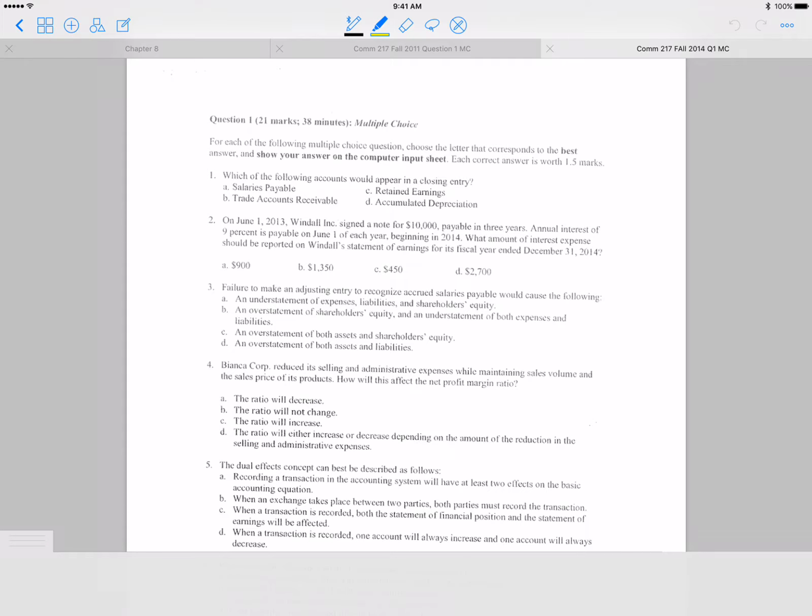So for a closing entry, you know that you close all your temporary accounts to 0, which is your revenue accounts and your expenses accounts, which will then transfer to your retained earnings. So then for the next year, all your revenues and expenses could accumulate for that next year. So the possible options are A, salaries payable, B, trade accounts receivable, C, retained earnings, and D, accumulated depreciation.